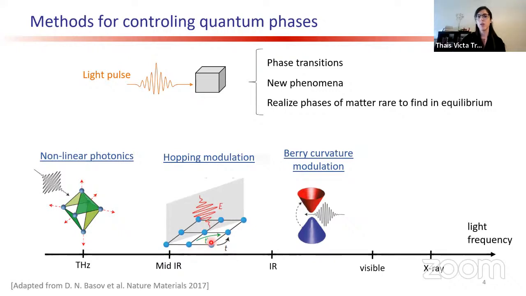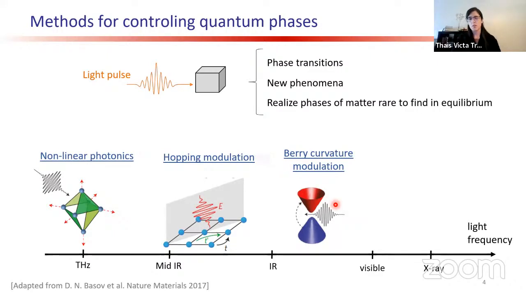For example, we can modulate these hoppings, or even, as we're going to see, introduce new hoppings. And we can also change the electronic Bloch wave function. So we can make, for example, a material that was topologically trivial become topologically non-trivial by modulating its Berry curvature in the presence of a light field.